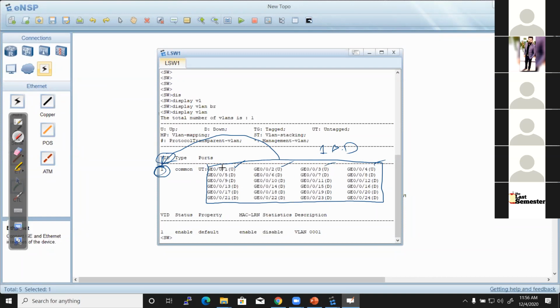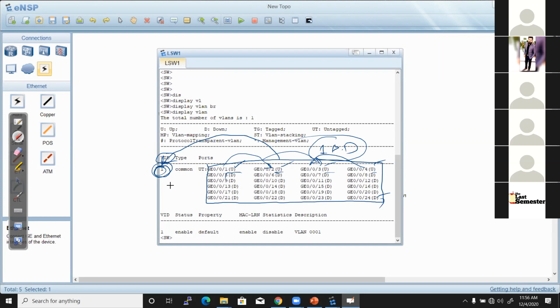You can see the first 4 ports are up because we have connected end users to the respective ports. And all the rest of the ports, from 5 to 24, are in the down state. All right. But why are they able to communicate with each other? Because they are in the same VLAN, which is VLAN 1, and that is called one broadcast domain.